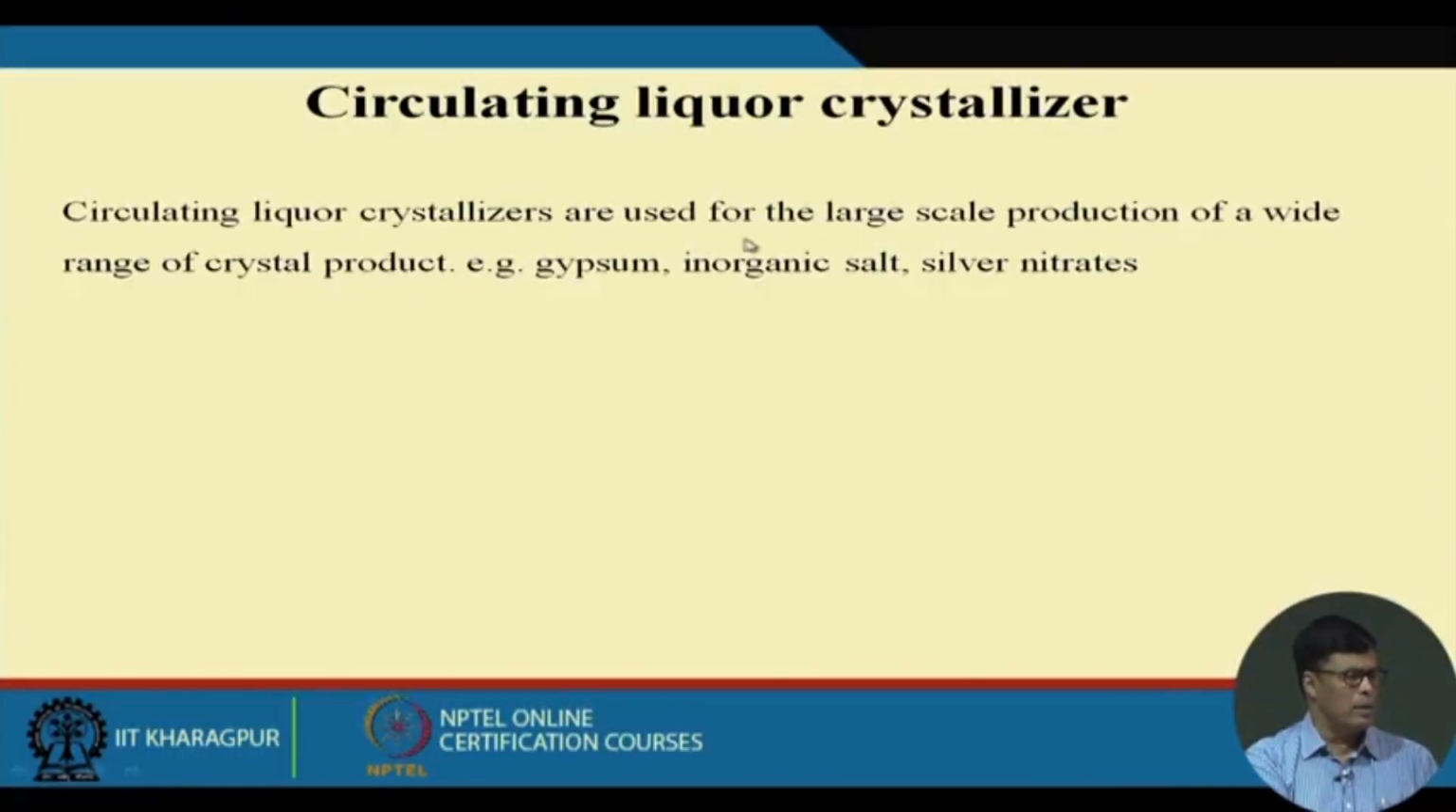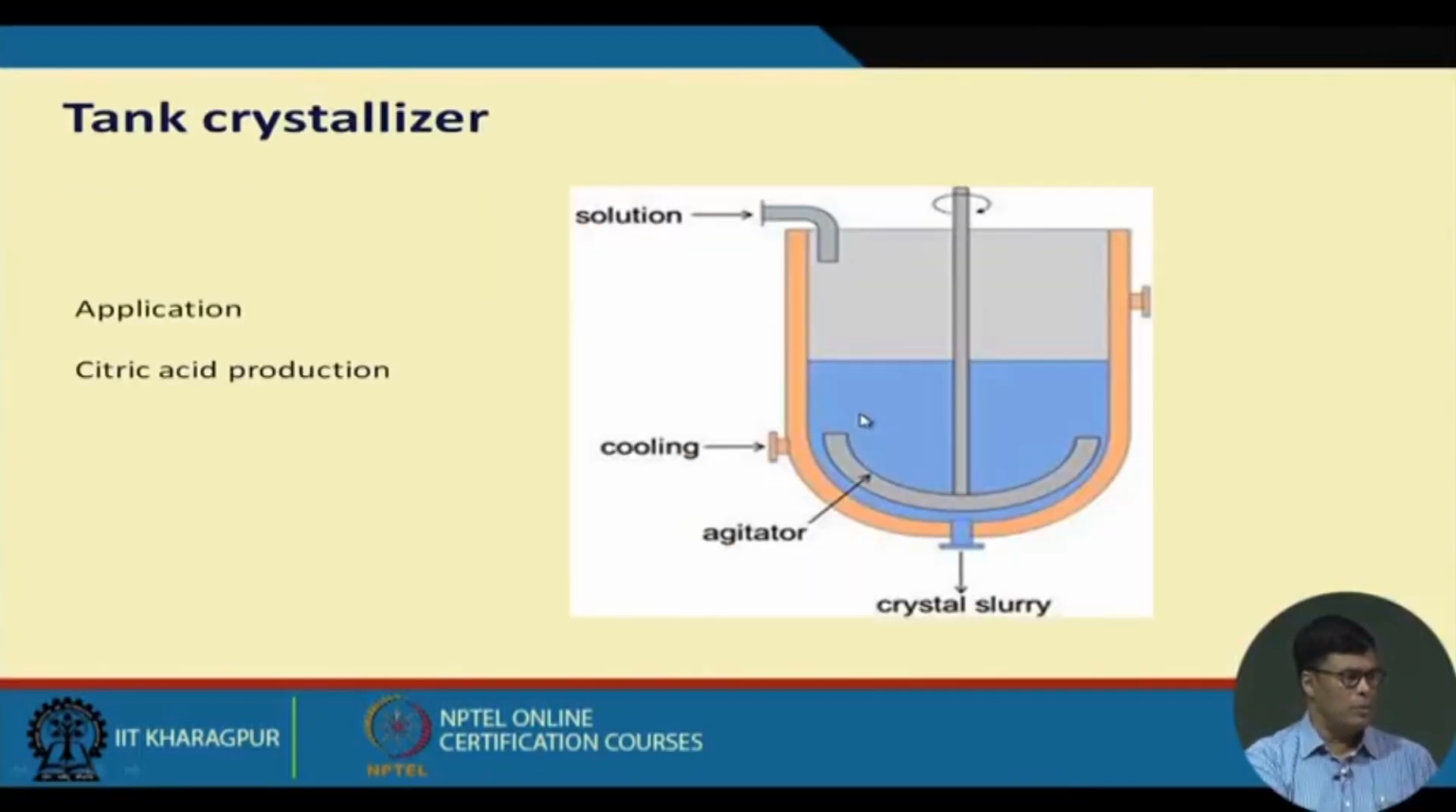Circulating liquid crystallizers are used for large-scale production of a wide range of crystal products, like gypsum, inorganic salts and silver salts such as silver nitrate. This is largely used. Now, this is the tank crystallizer that we use in the industry, and let me explain this process.